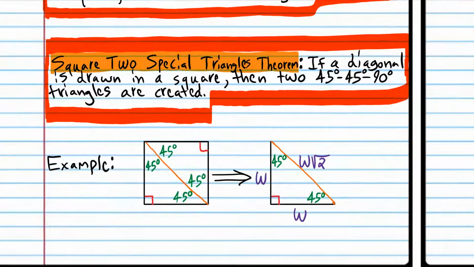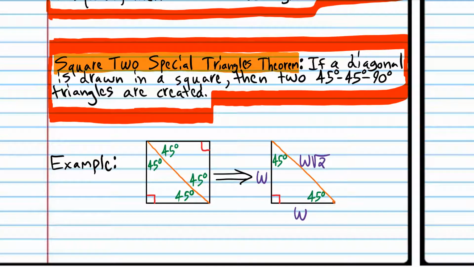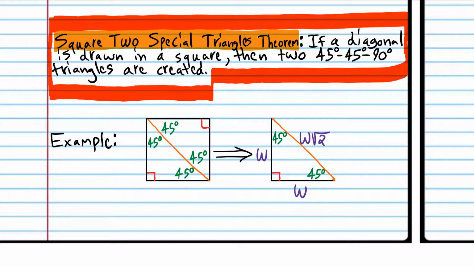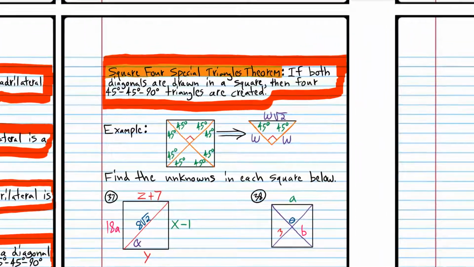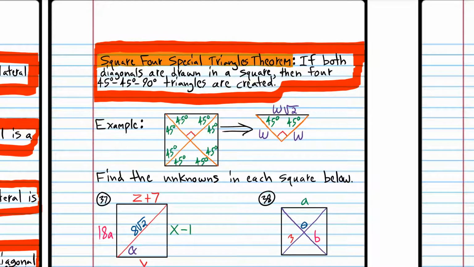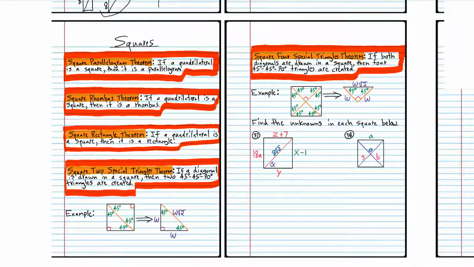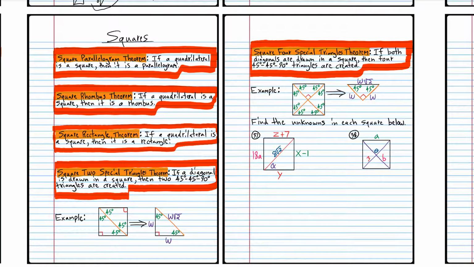But this one we haven't learned, the square two special triangles theorem. This theorem says that if you draw the diagonal of a square, then you make two special triangles, and they're both 45, 45, 90 triangles, which means that this relation, which we learned in a previous class, works. So that's kind of useful. And then there's the square four special triangles theorem. That means if you draw both diagonals of a square, not just one, but both diagonals, then you have four 45, 45, 90 triangles. Again, these are very useful theorems. So get that screenshot, and we're going to start with number 37.